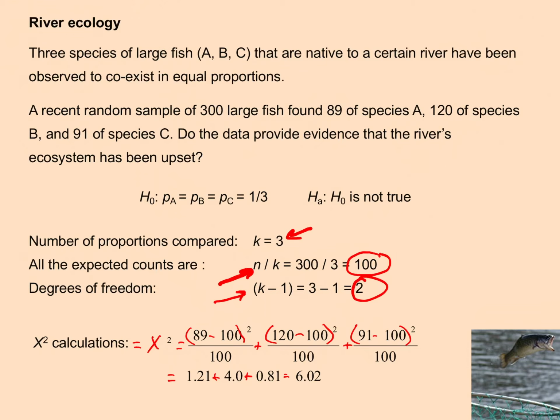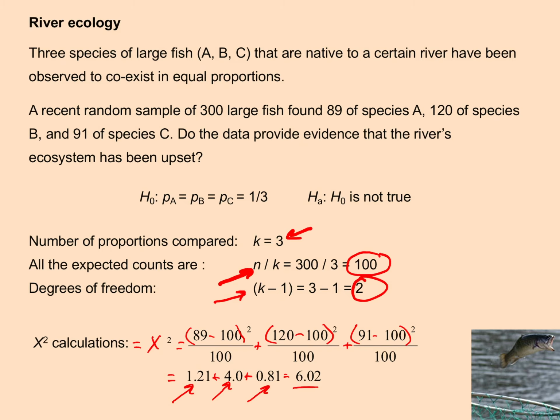Here we go. Our first calculation is for our first species, A. Species A has 89 individuals in the sample. So observed is 89 minus expected of 100, squared, divided by expected of 100. That gives you the contribution of species A. This is it right there, 1.21. That's its contribution. Species B, here's the calculation for it. Its contribution is 4.0. Species C, here's its contribution calculation. Contribution is 0.81. You add them all up and you get 6.02. That's our chi-square statistic, okay?